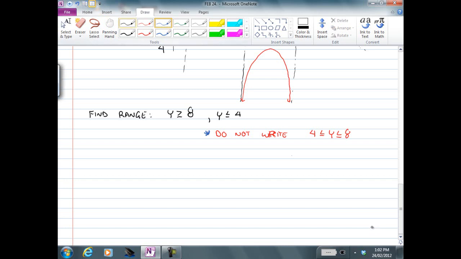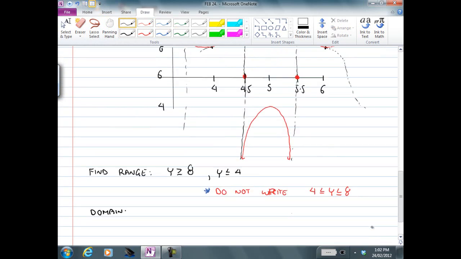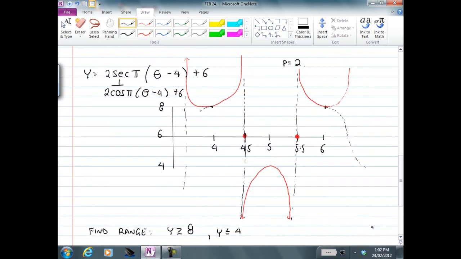And this is where it gets a bit tricky. If I look at this one, you're going to write your domain as my graph goes everywhere. There's only a few key spots my graph can never hit. Find those key spots right now. Your asymptotes. I can have every x value there is except for these asymptotes, because the graph would never touch these asymptotes.